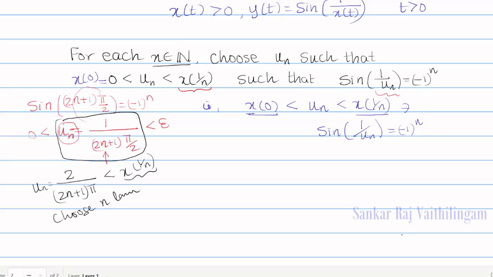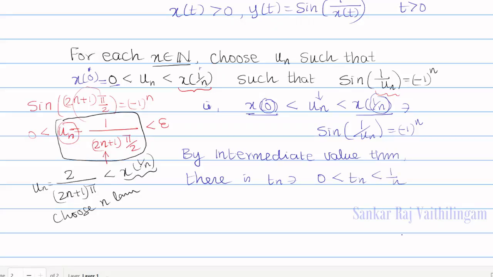Now between x of 0 and x of 1 by n, who do I have? I have un. By the intermediate value theorem, we can find, there exists a tn, which lies between 0 and 1 by n, such that 0 is less than tn, which is less than 1 by n, and x of tn must be equal to what? It is my un.